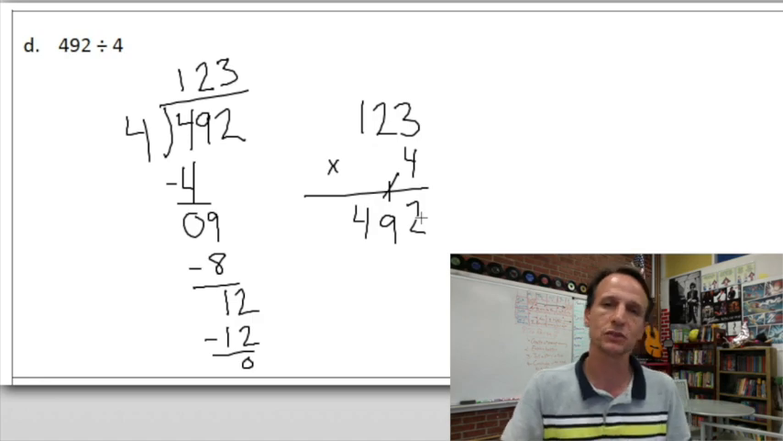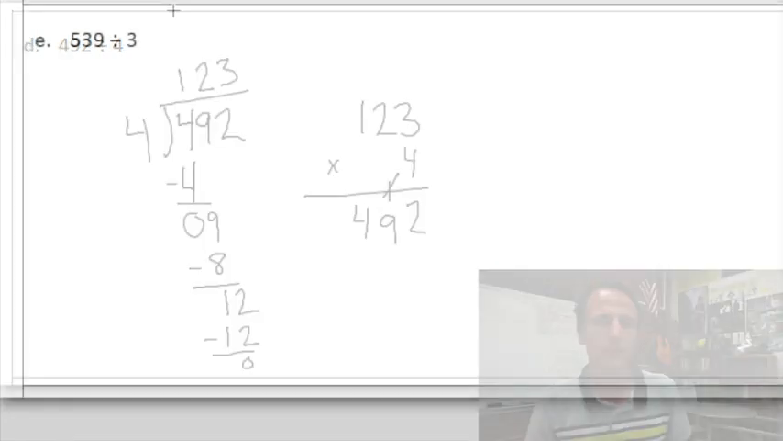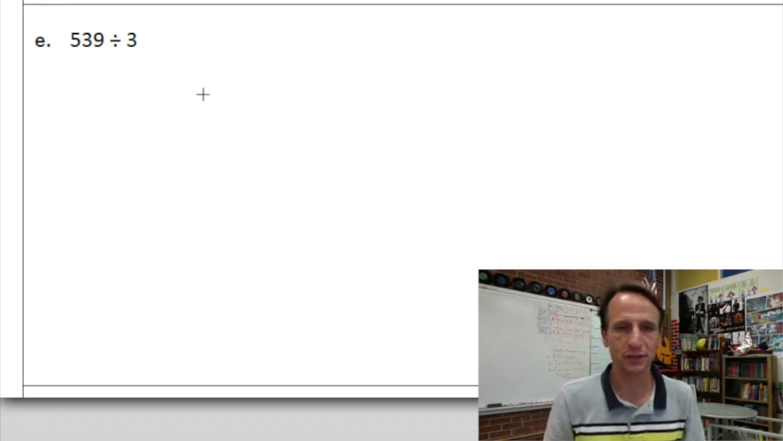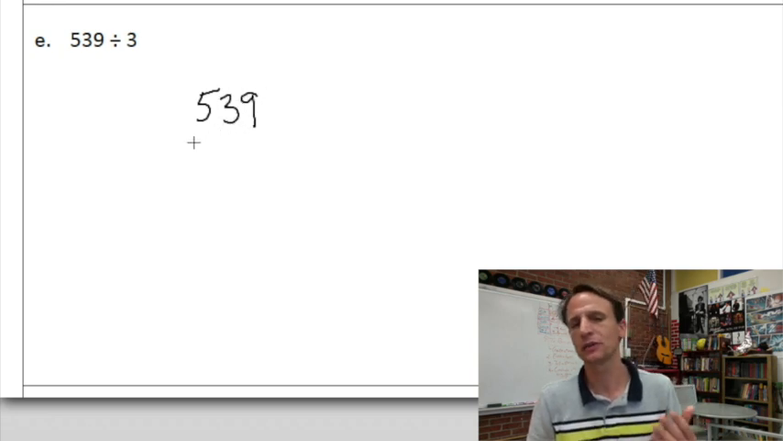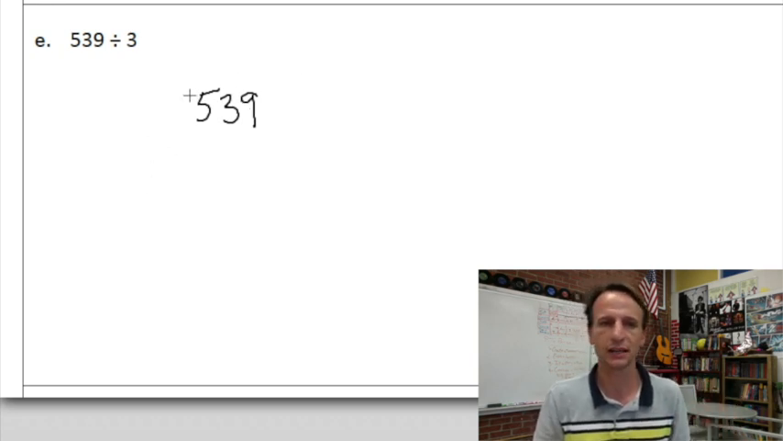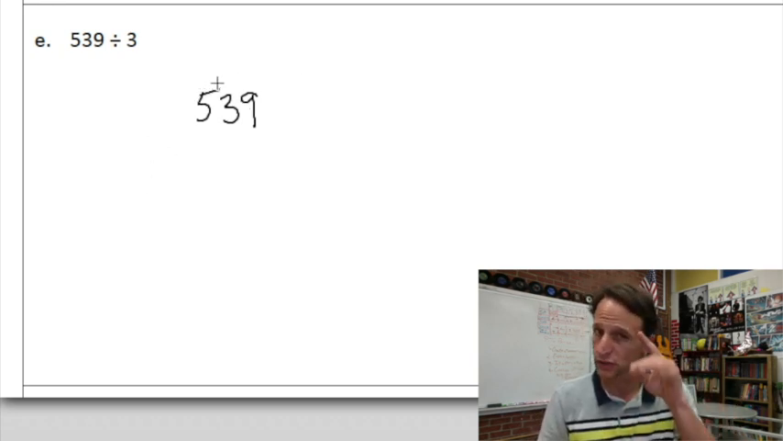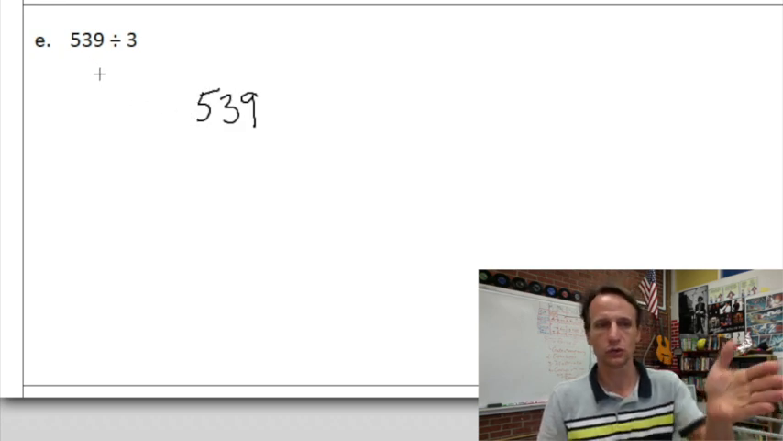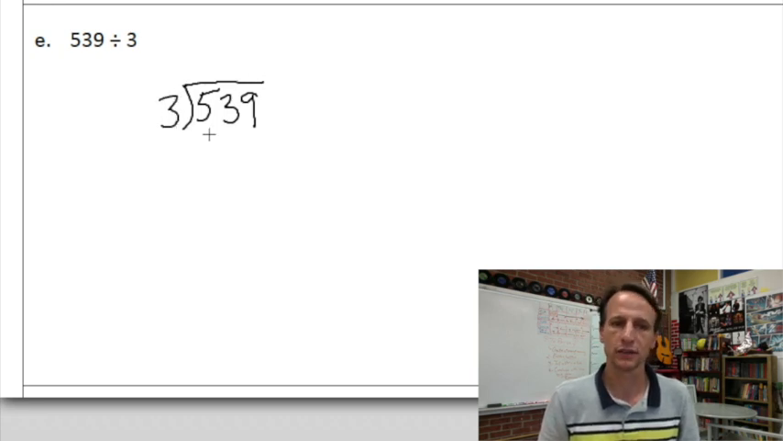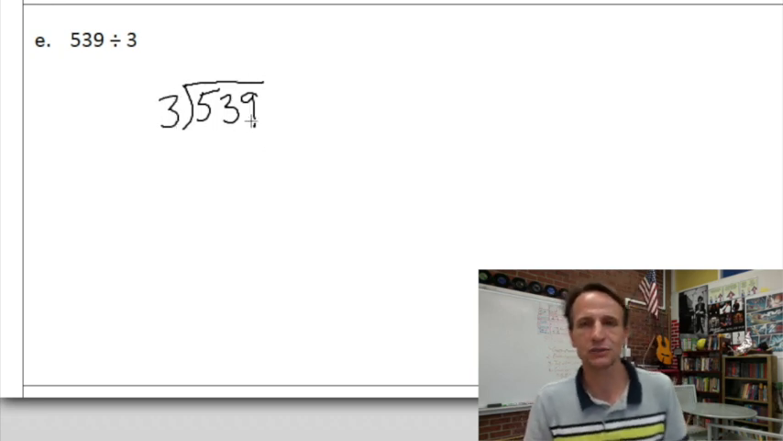All right, let's move on to part E. E, look at this. E, 539 divided by 3. Well, let's write it out. 539. I don't know if you noticed, but I do this when I say divided by. That's how I draw the division bracket, in case you ever get confused about which number goes in the bracket. So you write it 539 divided by 3. There we go.